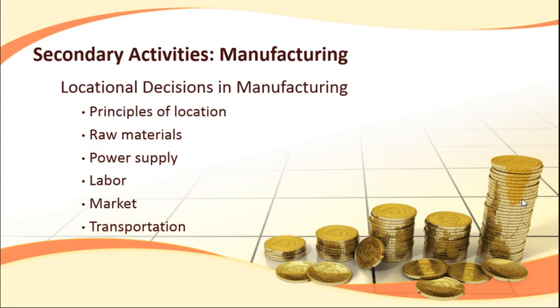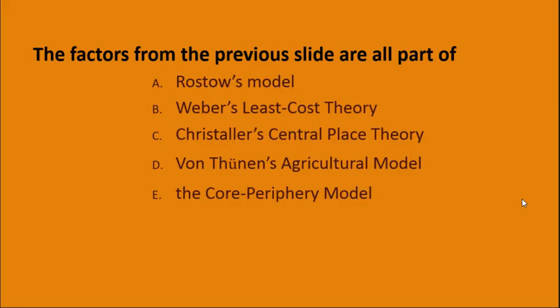And so we have these principles that go into the locational decisions of manufacturing, and the factors from this previous slide, these locational decisions, are all part of what? Rostow's model, Weber's least cost theory, Christaller's central place theory, von Thunen's agricultural model, or the core periphery model. All of these you have to know, by the way, because we've talked about them. Well, if you recall the Daisy Company steel expansion that we looked at, these would all be part of Weber's least cost theory. And so when we were building a new factory, we were actually looking at secondary activities.